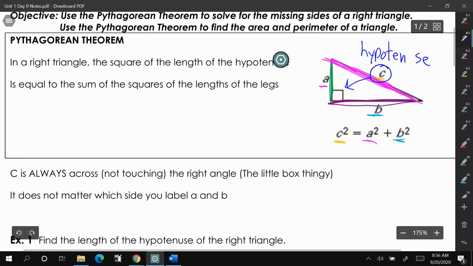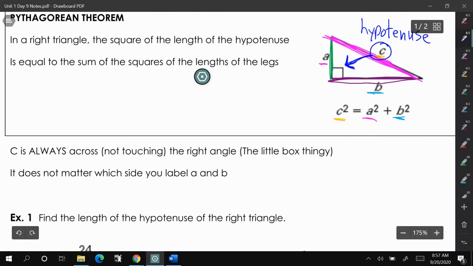A lot of people make the mistake of always thinking that C is the value we're always trying to find. That's not the case. You always want to think about it as the hypotenuse, or C, is always the side that's not touching the box. And since we have addition here, it does not matter what side we label A or B, because addition, when you do that, the order does not matter.